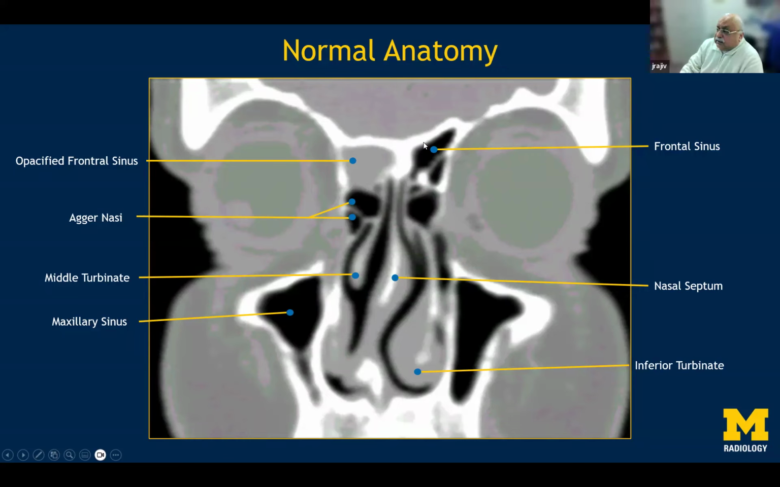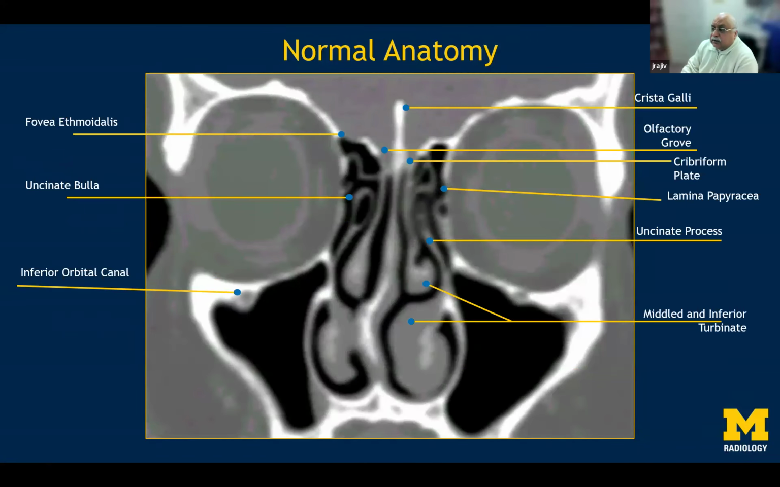And the opposite side frontal sinus is well aerated here, as you can see, and you can also delineate the inferior turbinate and the maxillary sinuses on either side of the midline. This is a separate patient which shows further anatomy, one section posterior to what we saw in the previous slide.